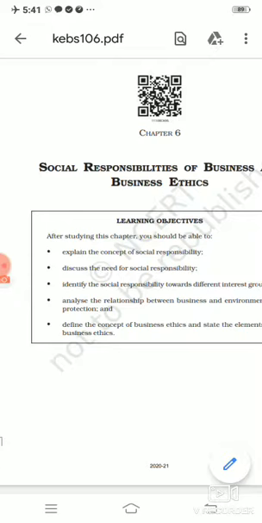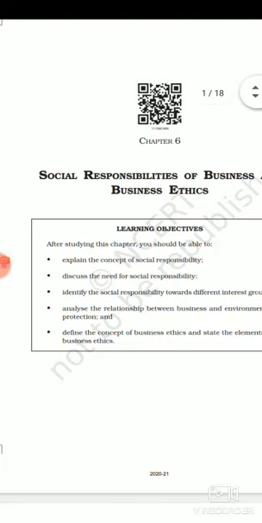And children, today we will be discussing the remaining topic of chapter number 6, that is social responsibility of business and business ethics. Students, before that, I would just like to give you some information about COVID-19. Students, there are certain appropriate behaviors by which we are able to protect ourselves and others also.